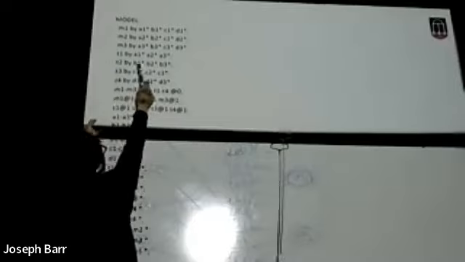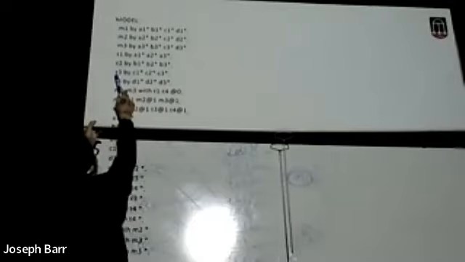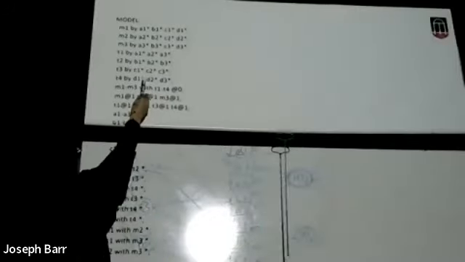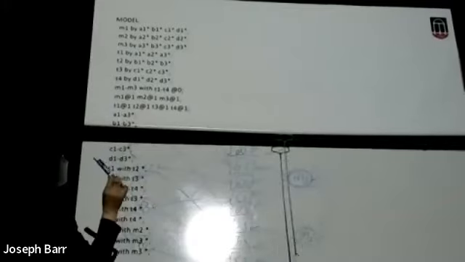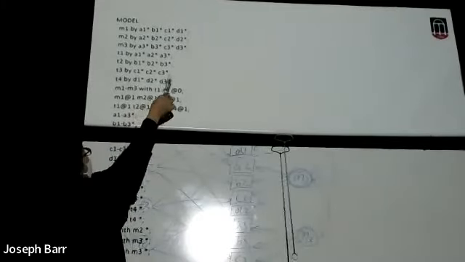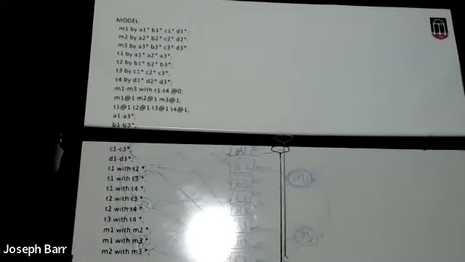Measured by A1, A2, A3. T1 by these three, T2 by these three, T3 by these three, T4 by these three. And you can see that all the factor loadings are freely estimated. So we have the star. All of these factor loadings are free.